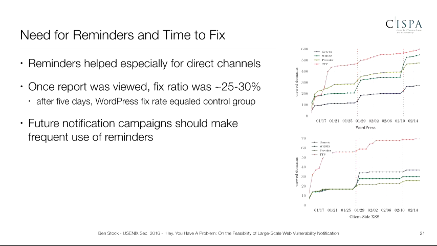But the question that really comes out of this is, why was the ratio from viewing a report to getting the domain fixed not higher? I think this is definitely interesting to determine in the future, how we can improve upon this fix ratio. Did we not put the information in understandable terms? Was it too technical? Was it not technical enough? This is really something that should be addressed by future work.